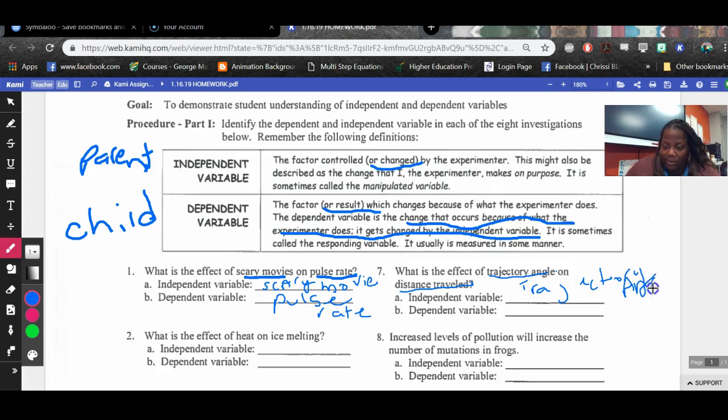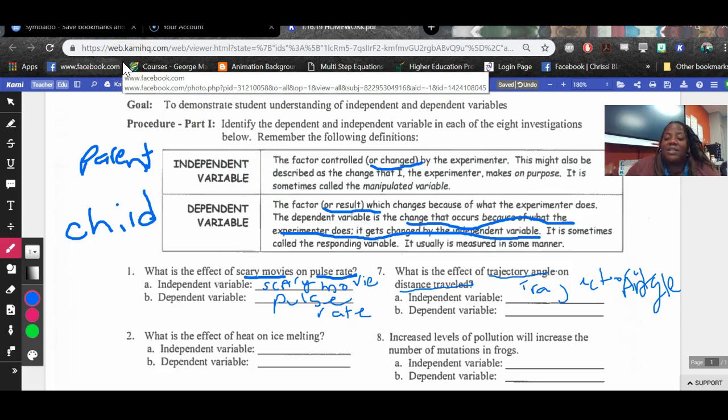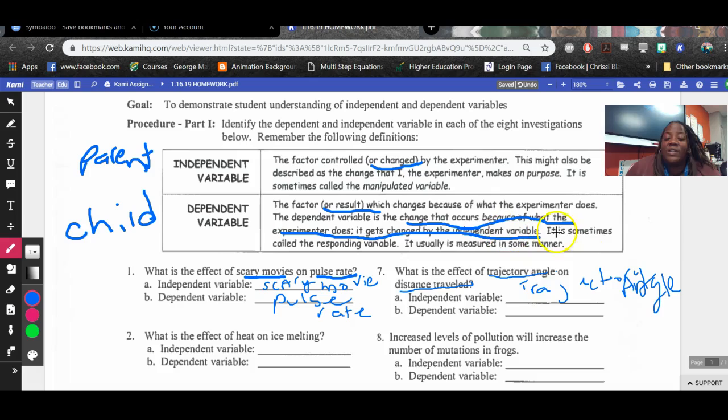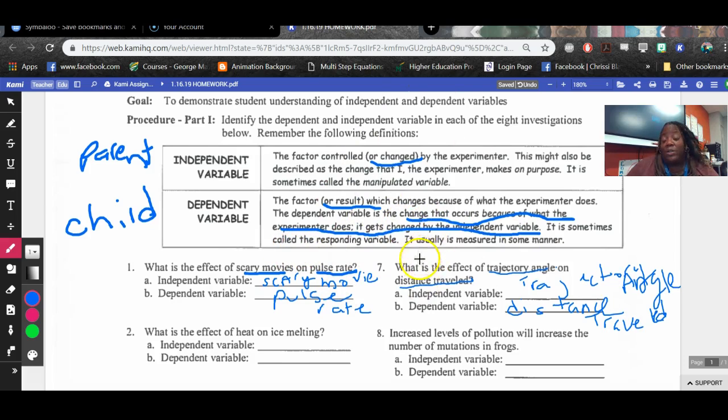It says trajectory angle if you're trying to read what I'm writing. All right, work it out yourself. And the dependent variable, what's affected by the trajectory angle, is the distance traveled. So that's your dependent variable. Now you're getting an idea of what the classwork was like and also what the homework is. Two examples are now already done for your homework.